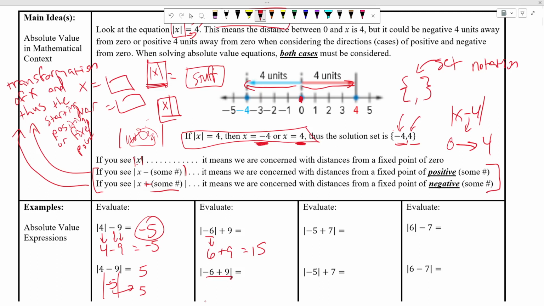Let's see, this is not yet currently in simplest form, so minus 6 plus 9 happens to be 3. That now is in simplest form. Transform this into distance units. That is 3. There's nothing on the outside, so the answer simply is 3. So 3 and 15, these are the answers here in this box. This is not yet in simplest form. Make it into simplest form. This becomes minus 5 plus 7. This is 2. Okay, I still have the absolute value bars. Now this transforms into 2 distance units. So that's the answer here, 2.